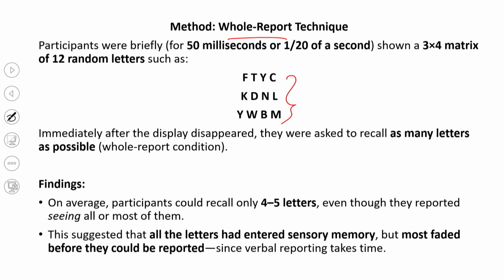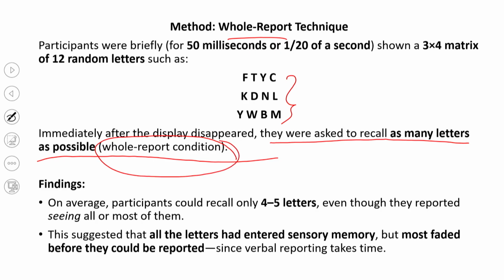Immediately after it was flashed, participants were asked to recall as many letters as possible. So, that is called whole report, meaning whatever you remember, you just report it. So, it was flashed for a very brief second and immediately it vanished, and then they were asked to report how many letters they could remember that were flashed. So, that was the experimental method that was used.